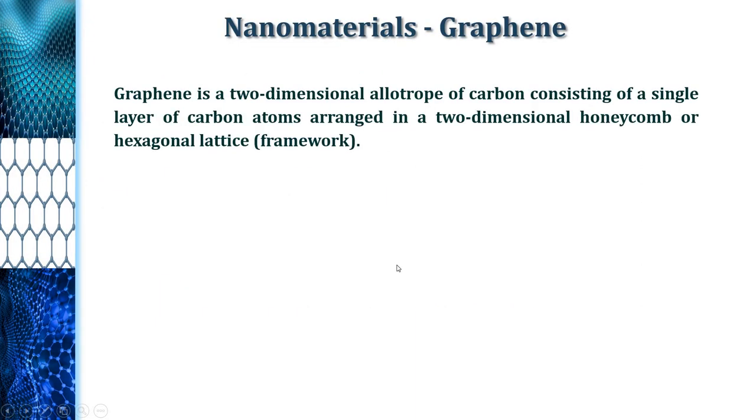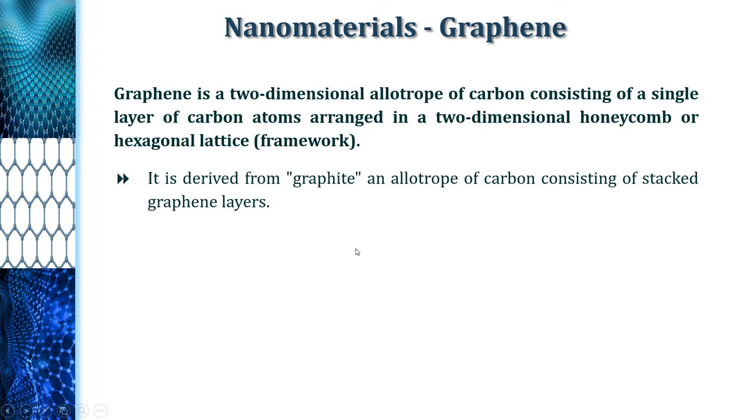So graphene is a two-dimensional allotrope of carbon. That means it is made up of carbon atoms only. All the atoms present in graphene are carbon atoms, there are no other atoms. It consists of a single layer of carbon atoms arranged in a two-dimensional honeycomb or hexagonal lattice structure.